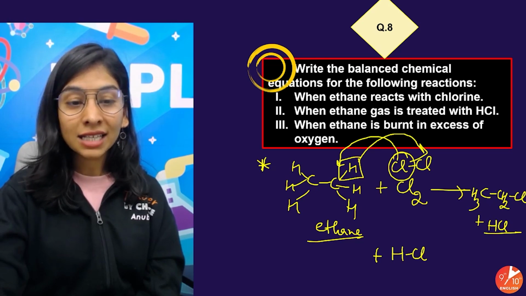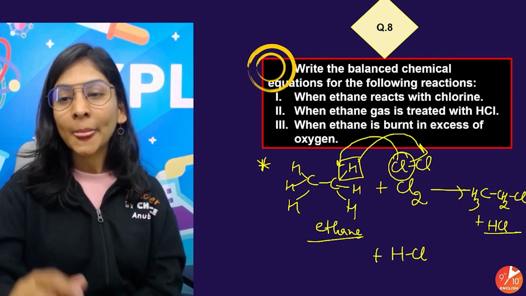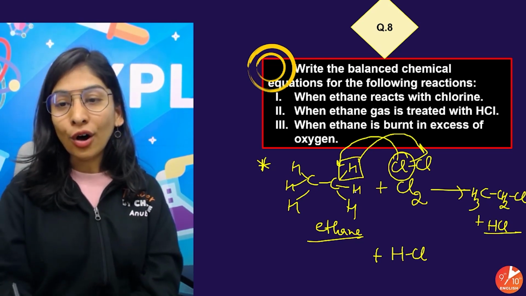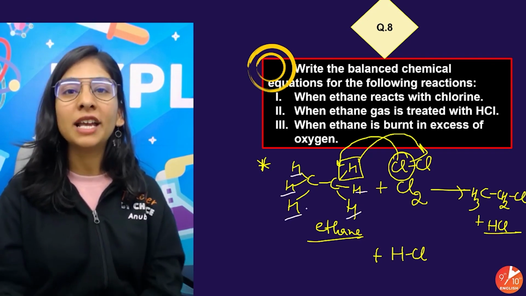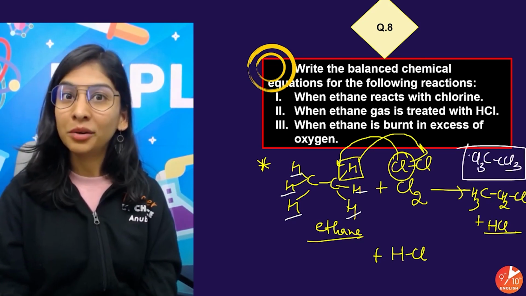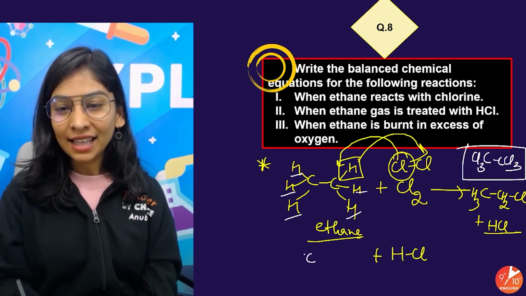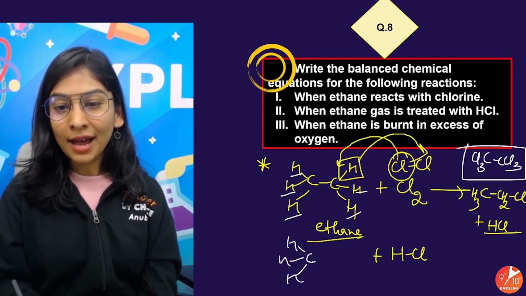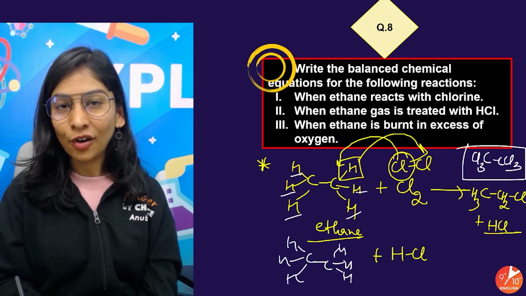If we have excess chlorine, please be sure that all of the hydrogens can be replaced one by one to get CCl3, CCl3. That's pretty cool, right? Okay, HCl, that's also super easy, because now you know the context.